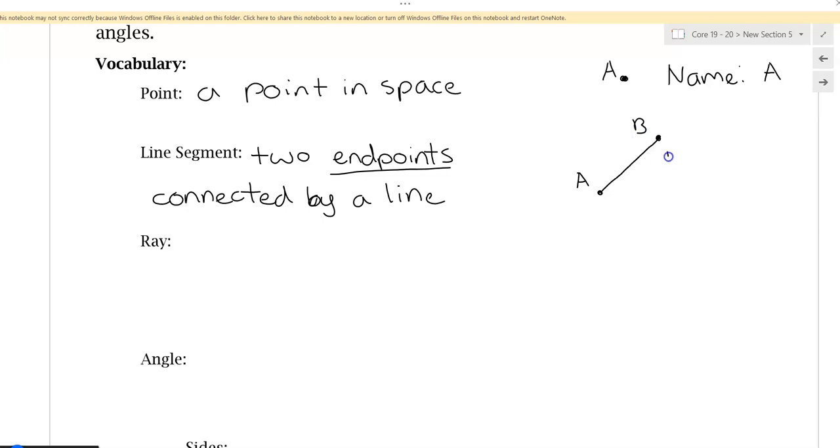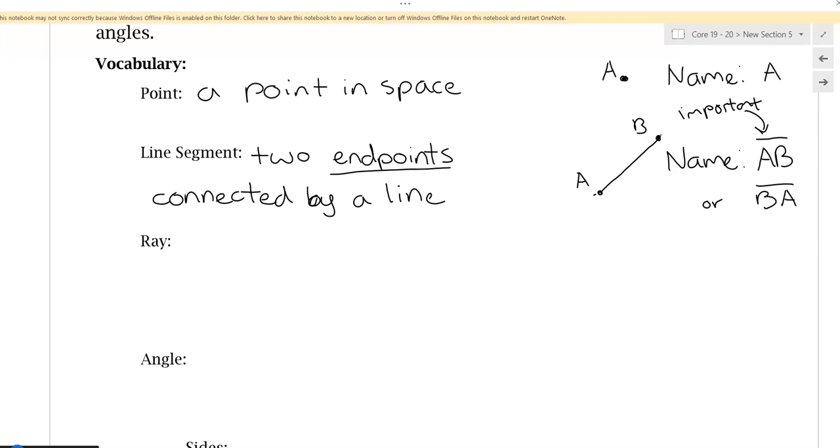And the name of this is line AB, and it's very important to put this line above it. Important. Okay? However, I could also name this line BA. The direction does not matter. Okay? All right, then we have a ray.